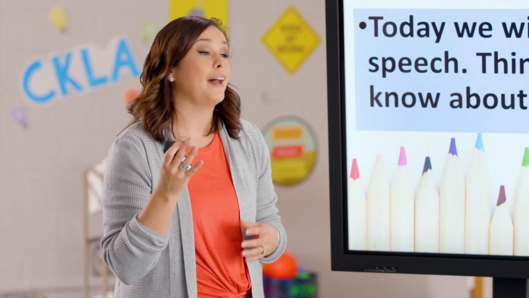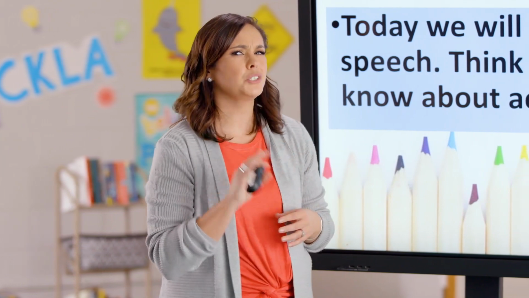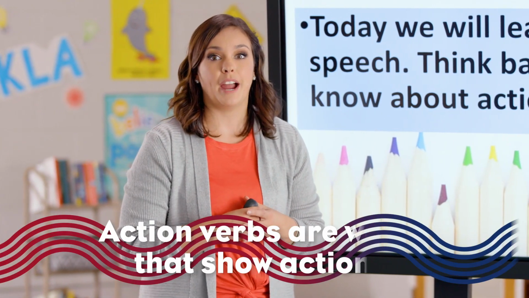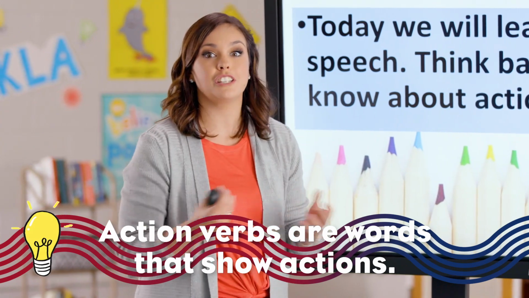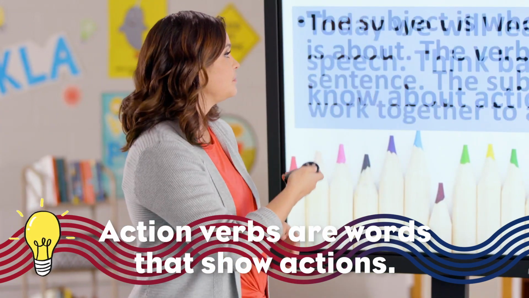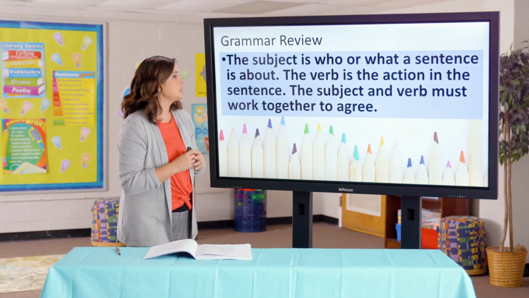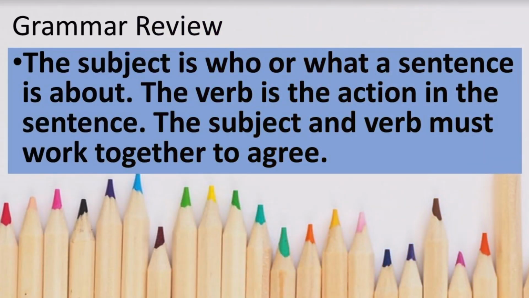Today we're going to learn about a new part of speech. Think back to what you already know about action verbs. What are they? Right, remember, action verbs are words that show actions. And remember, the subject is who a sentence is about. The verb is the action in the sentence. The subject and the verb must work together to agree. And this part of speech we call subject-verb agreement.